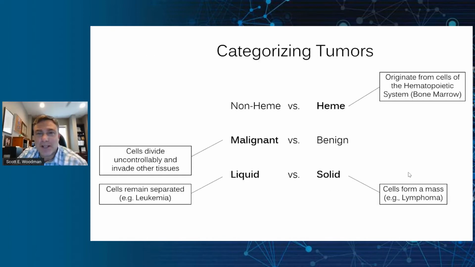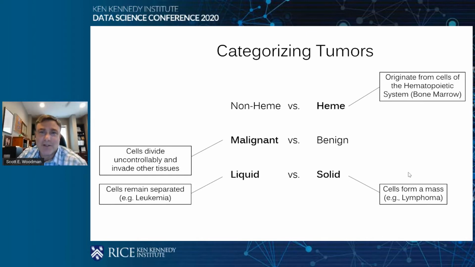So just to orient those folks who may not be as familiar with cancers, we categorize cancers as non-heme versus heme. So I will be focusing on heme malignancies. These are ones that originate from cells in the bone marrow. They can be either malignant or benign, and we will be focusing on those that are malignant, where the cells uncontrollably divide, invade other tissues. And these can be both what we call liquid or solid. Liquid meaning that they are in the bone marrow as isolated cells or in the bloodstream, or as solid tumors forming a mass. And lymphoma would be an example of that versus leukemia.